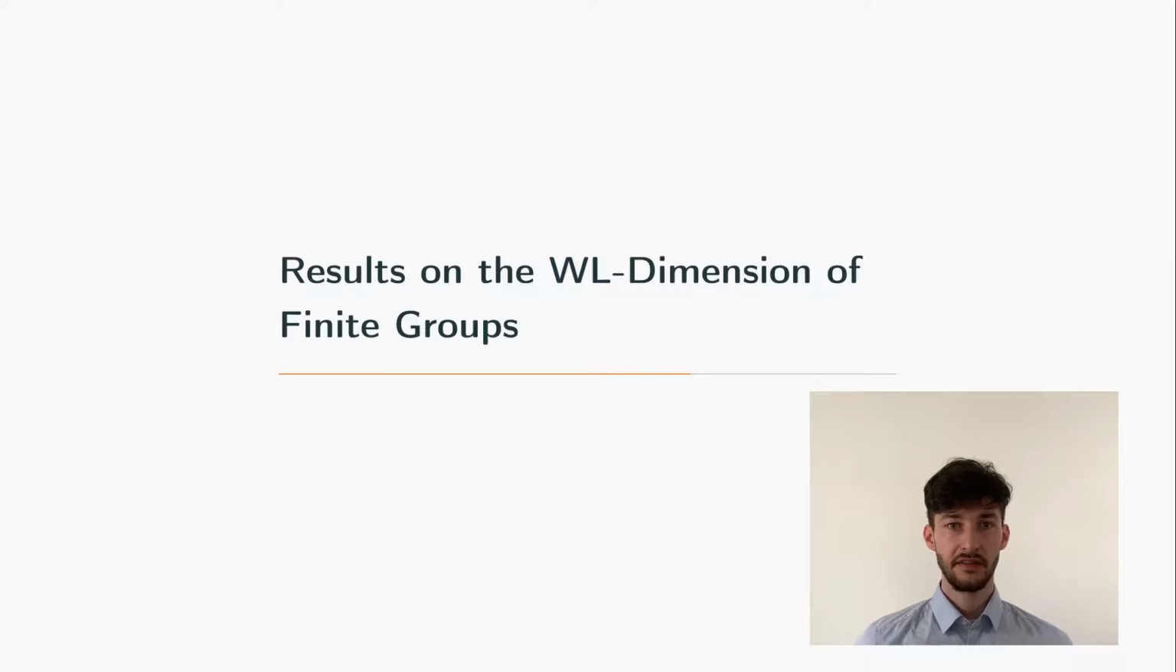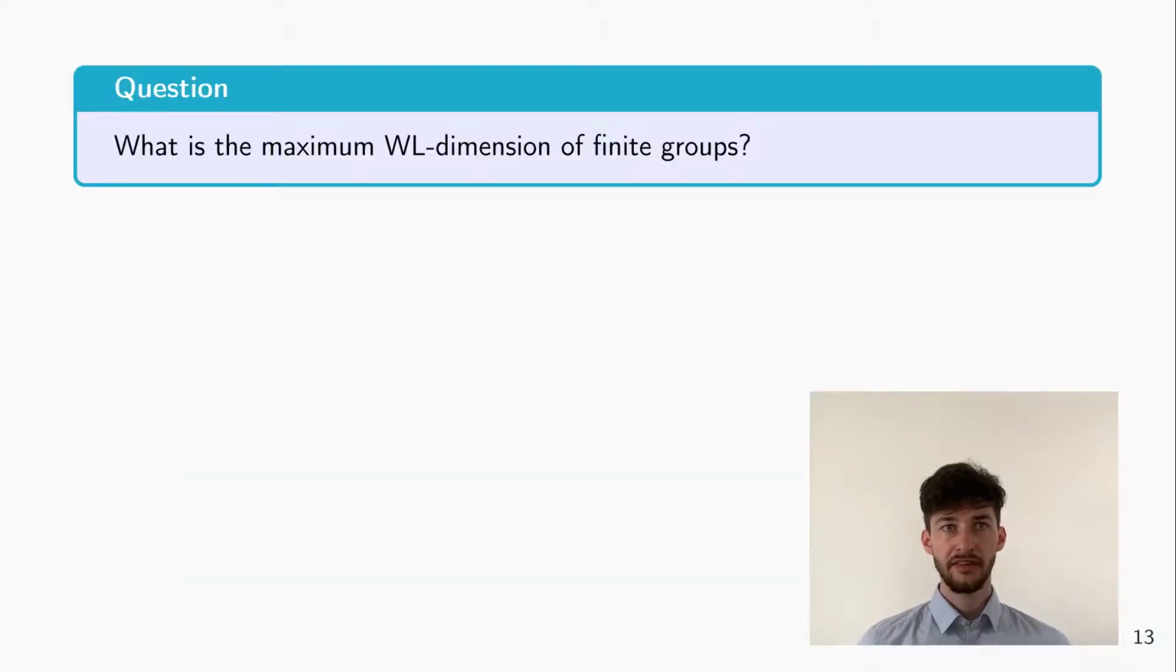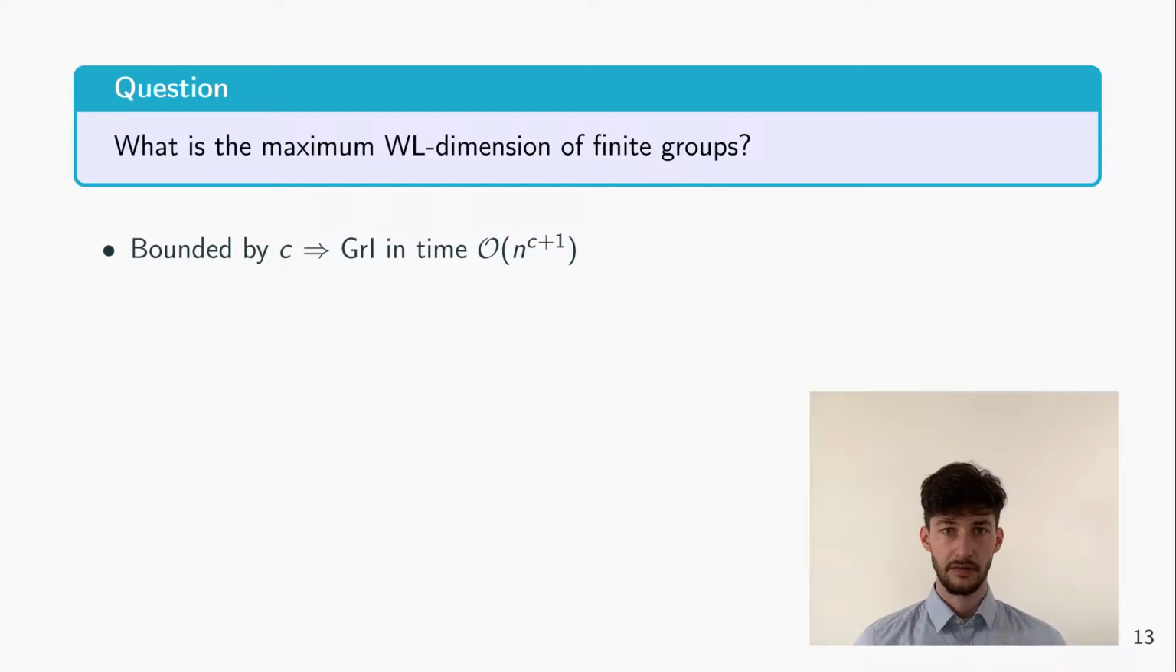So for now, this is the end of our description of Weisfeiler-Leman algorithms here. And we will now look into the second part of our work, where we want to actually apply these things to obtain results on the Weisfeiler-Leman dimension of finite groups. Of course, the big question here now is, what is the maximum Weisfeiler-Leman dimension of finite groups? If it was globally bounded, let's say by some constant c, then this would mean that the group isomorphism problem is solvable in polynomial time by these methods alone, which would of course be a bit surprising maybe.